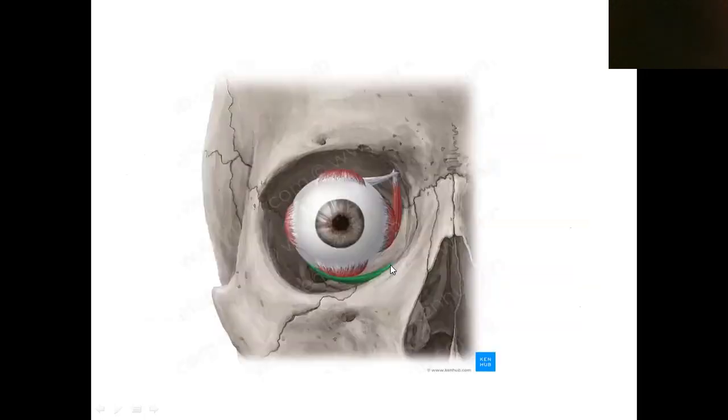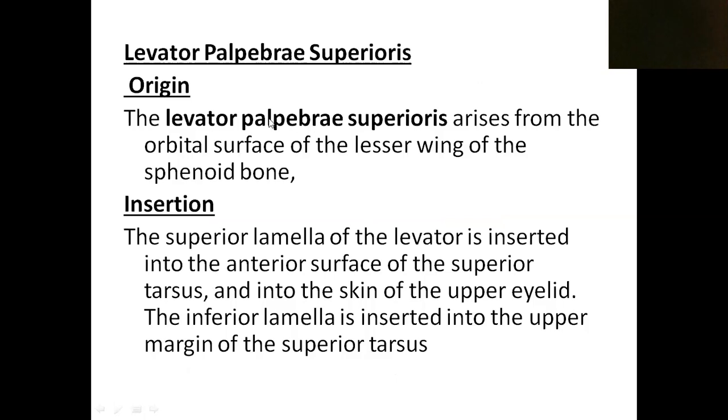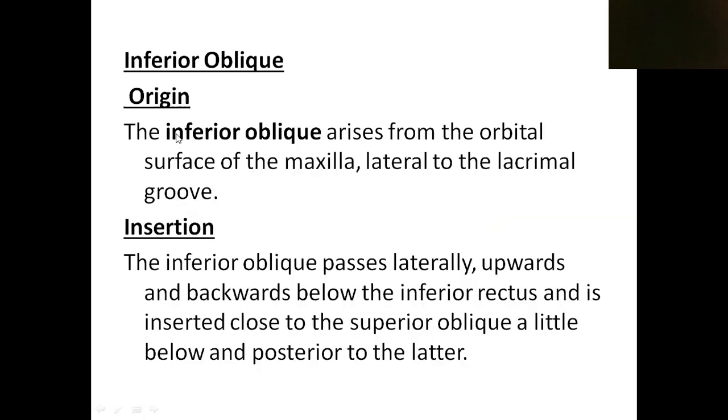Now we are going to discuss the inferior oblique. See, this one is the inferior oblique, which is seen below the eyeball. The inferior oblique arises from the orbital surface of the maxilla, lateral to the lacrimal groove.